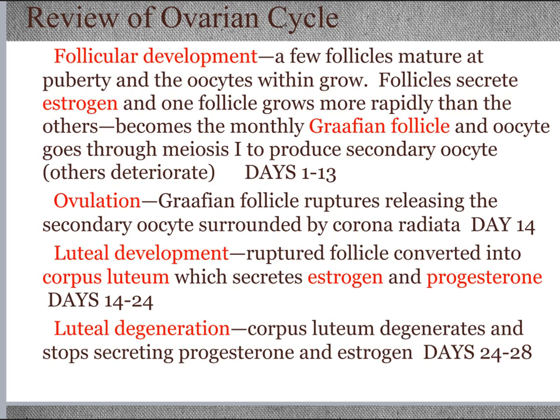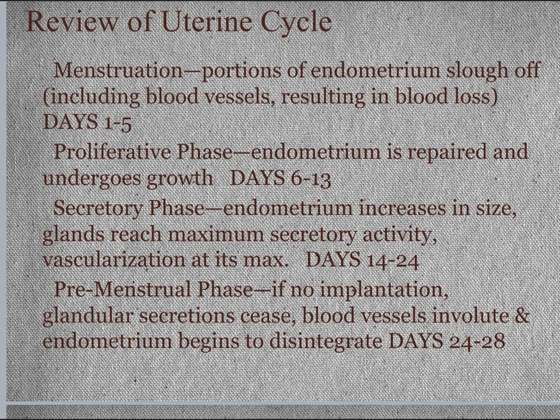Day 14 to 24 is our luteal phase. The ruptured follicle will be converted into the corpus luteum, which is going to secrete estrogen and primarily progesterone. And then days 24 to 28, the luteal degeneration: that corpus luteum degenerates and stops secreting progesterone and estrogen and turns into the corpus albicans, which will persist as scar tissue. Which leads us to a review of the uterine cycle.